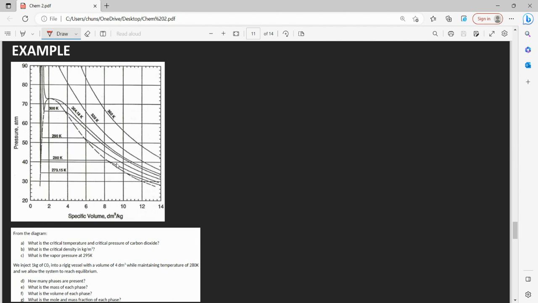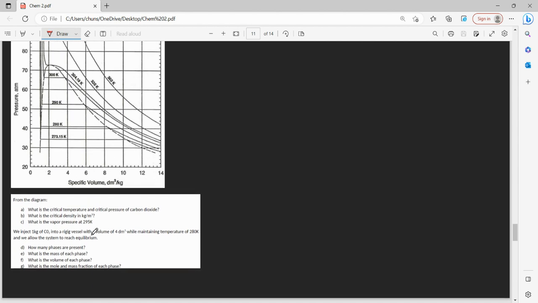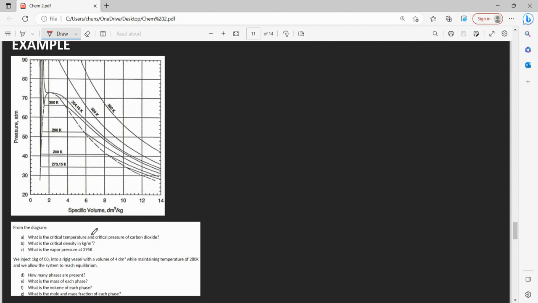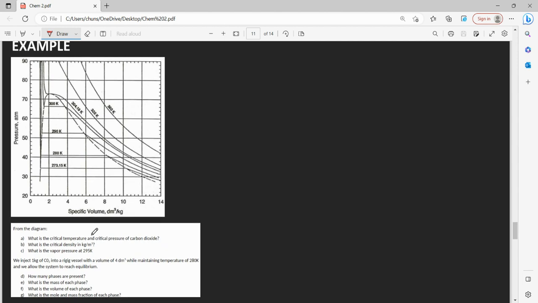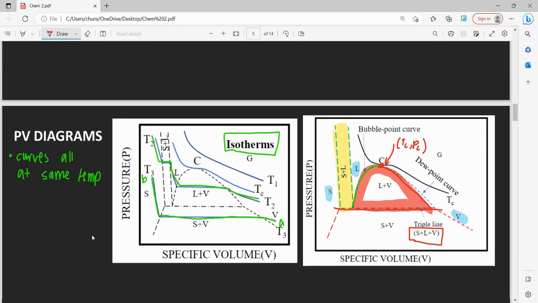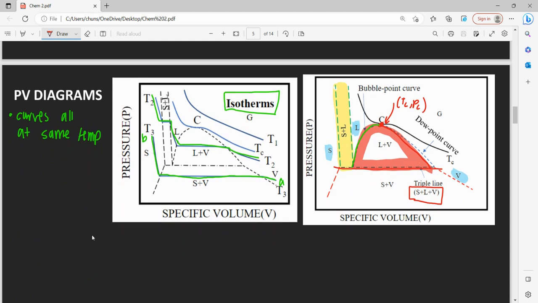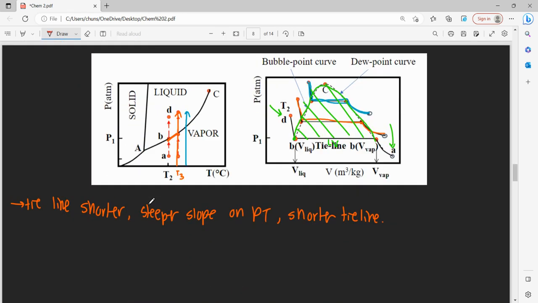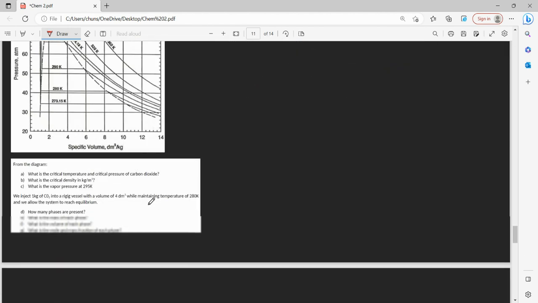Okay, so our first example, what is the critical temperature and critical pressure of carbon dioxide? So this is a graph for carbon dioxide. It's a pure substance. So we know from our illustrations above that in our liquid and vapor envelope, so in that loop, at the peak of our loop is our critical temperature and our critical pressure. So that is our critical point. So let's look for the peak of a loop or of that ridge.